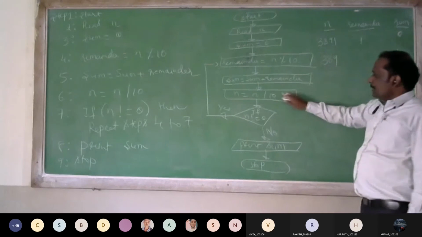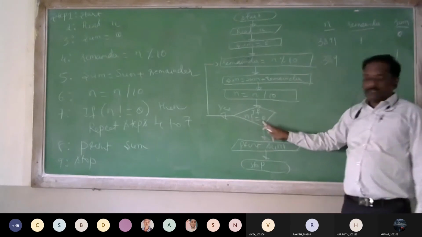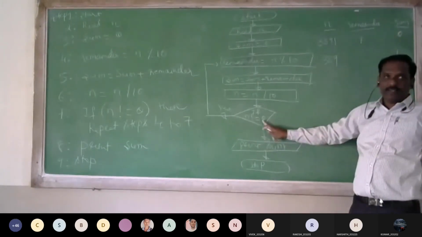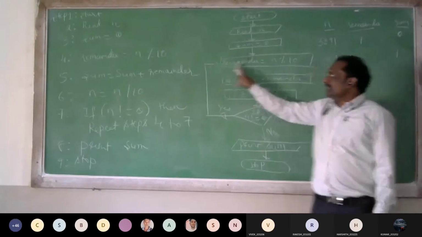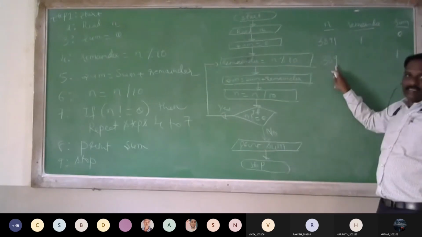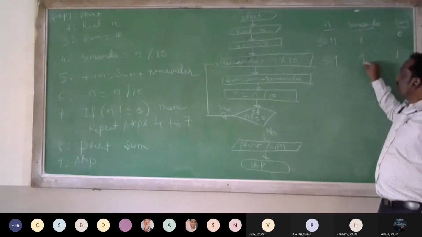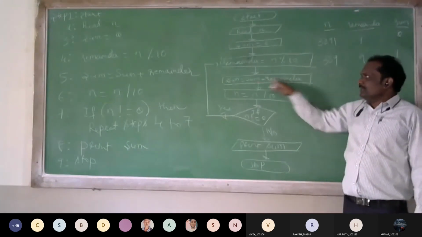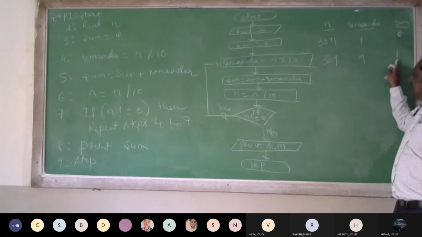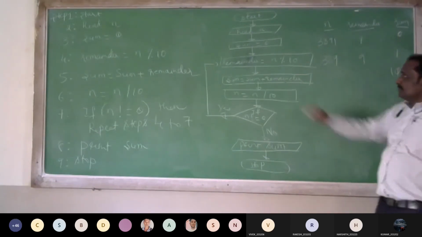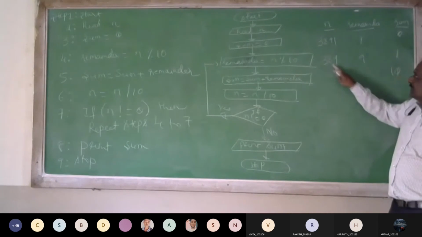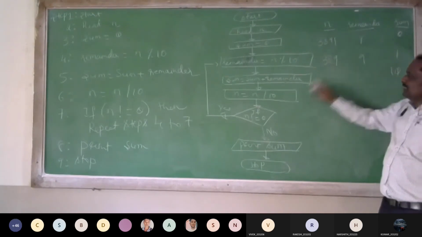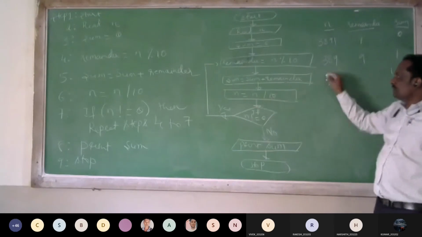389 is not equal to 0, right? Then again get the remainder. Remainder means last digit: 9. Now add that remainder to sum. What is the current value of sum? Sum is 1. 1 plus 9, 10. Now we have worked with 9. Now you have to get n equal to 38, right? To get 38, divide by 10. N is equal to n by 10.